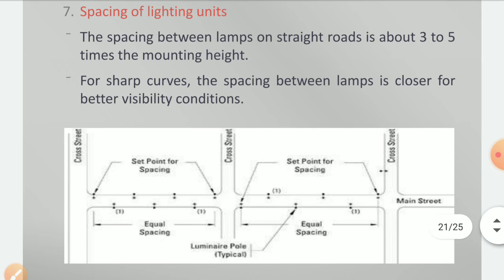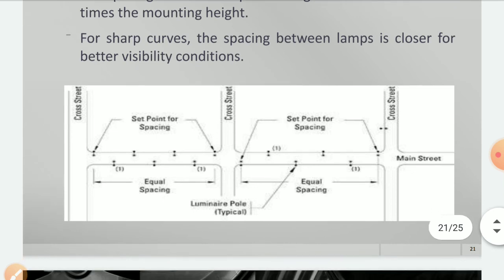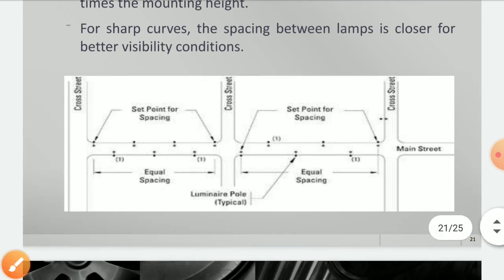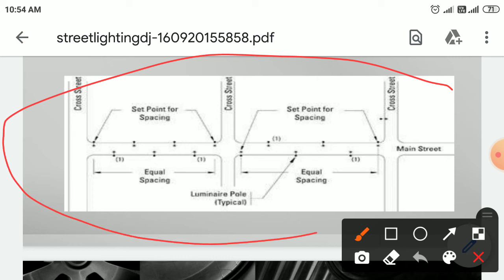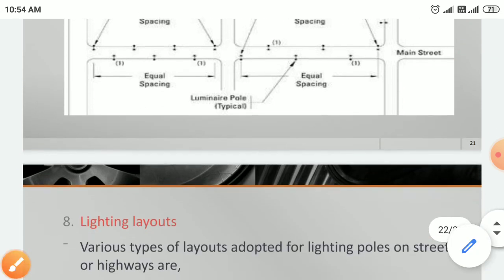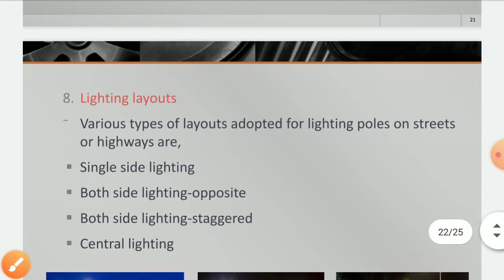And for sharp or curved roads, the spacing between the lamps is closer for better visibility. So on curved roads, the spacing between the lamps will be made closer for better visibility. This is a typical lighting scheme designed for a different purpose, shown here. So that's about the lighting layout.